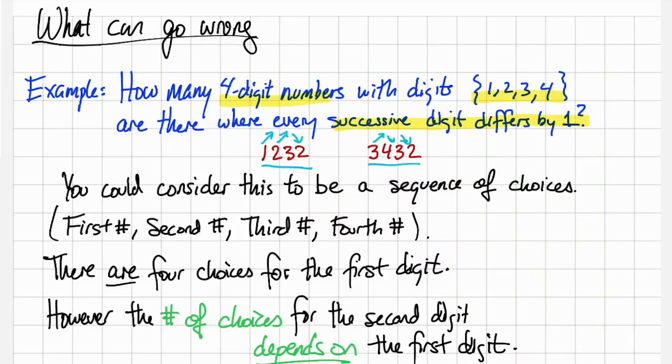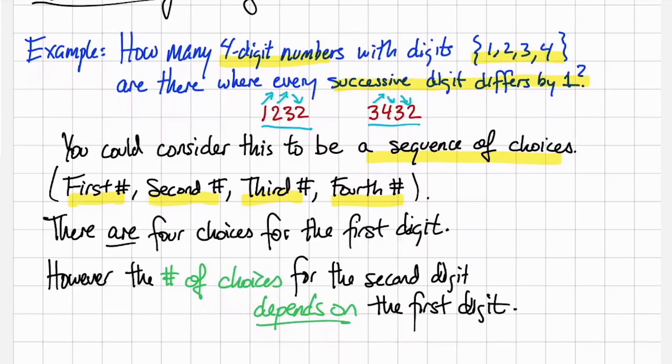One way we might think would be a natural way to count these objects is to see this as a sequence of choices. Choose what the first digit is. Choose what the second digit is. Choose what the third digit is. Choose what the fourth digit is. And as we start, we recognize the first digit could be any of the 4 numbers, so there are 4 choices for the first digit.